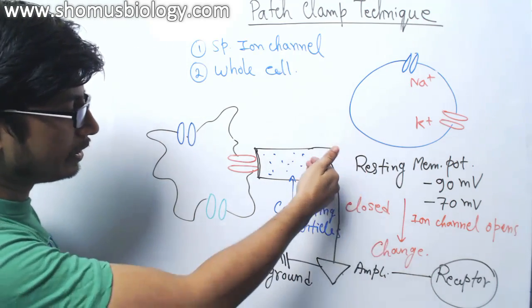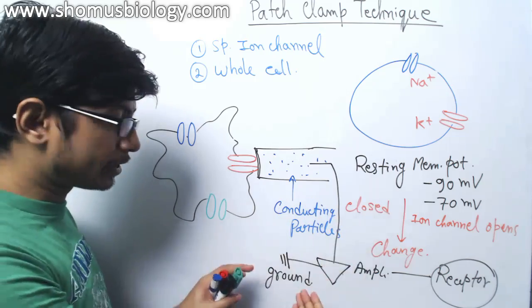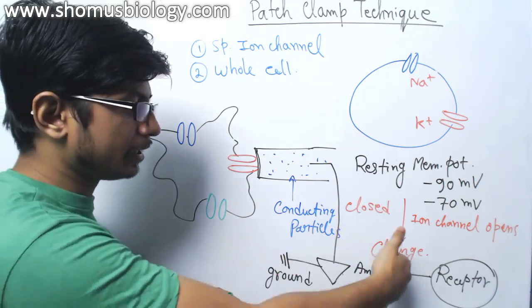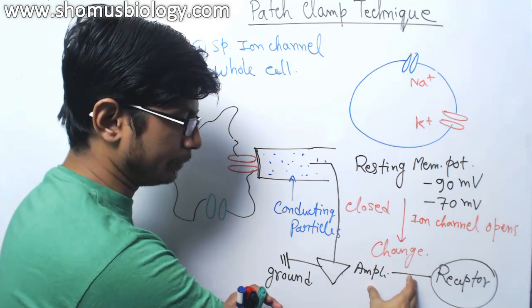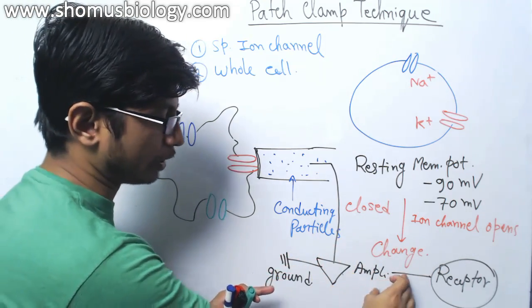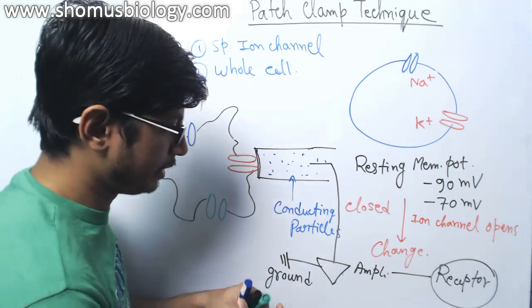One electrode is inside this pipette, one electrode is in the ground, and it's attached to an amplifier, and there is a resistor in the middle right after the amplifier. The amplifier is also connected to a resistor here.